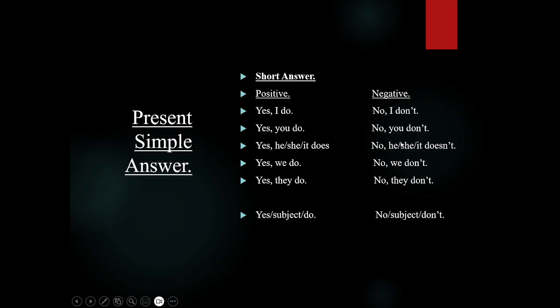Okay? So, negative, no, subject don't. No, I don't. No, you don't. No, he, she, it doesn't. So, does and doesn't are the only spelling differences. And we've got, in this case, yes, subject and do, no, subject don't, or yes, subject does, no, subject doesn't, for he, she, and it.